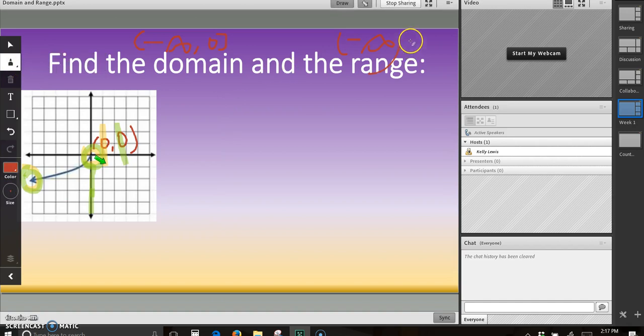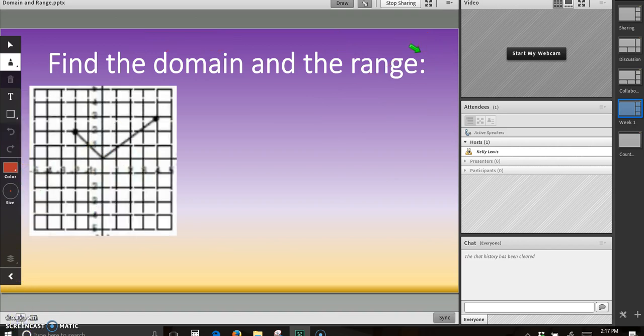I'm clicking all over my computer board. All right, so it just happens that the domain and range are the exact same thing. It goes from negative infinity to 0. Let's do another one. All right, here we have domain and range.